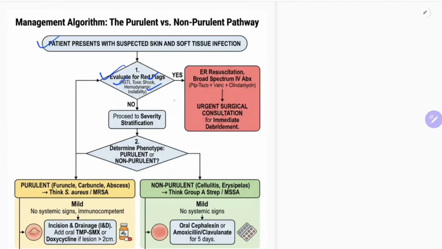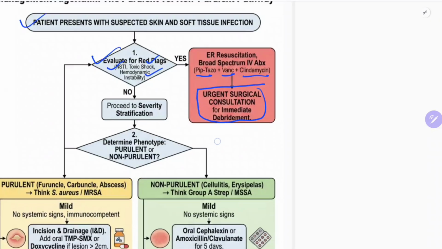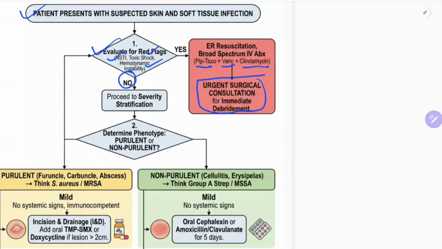antibiotics. What should be the empirical antibiotics? Piptazo, vancomycin, clindamycin, because you are covering gram positive, gram negative, anaerobes, Pseudomonas, MRSA as well as antitoxin. And if it is necrotizing soft tissue infection, urgent surgical consultation is required for debridement. Okay. Now, if there are no red flags, then you classify based upon pus present or not present, and then mild, moderate, severe.